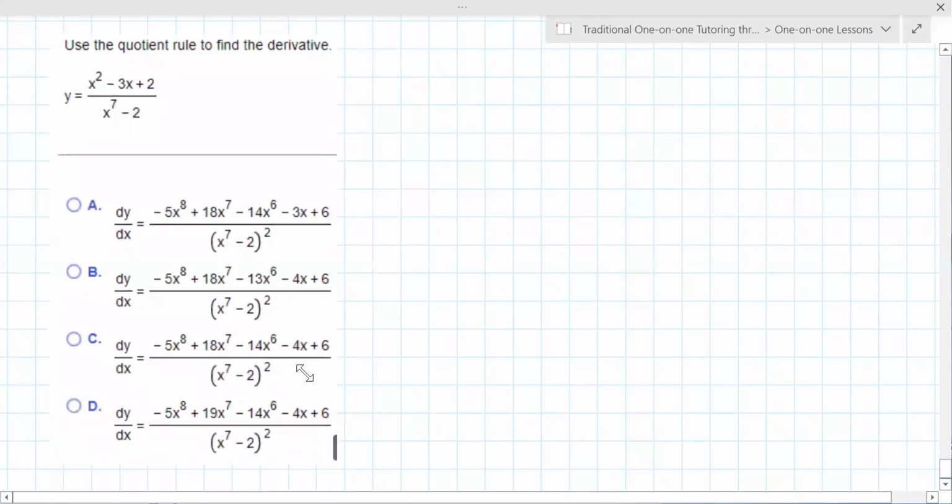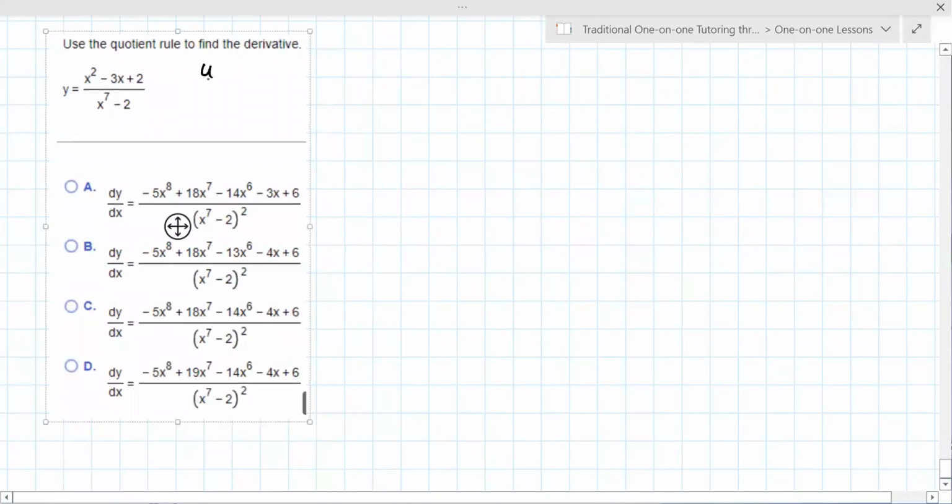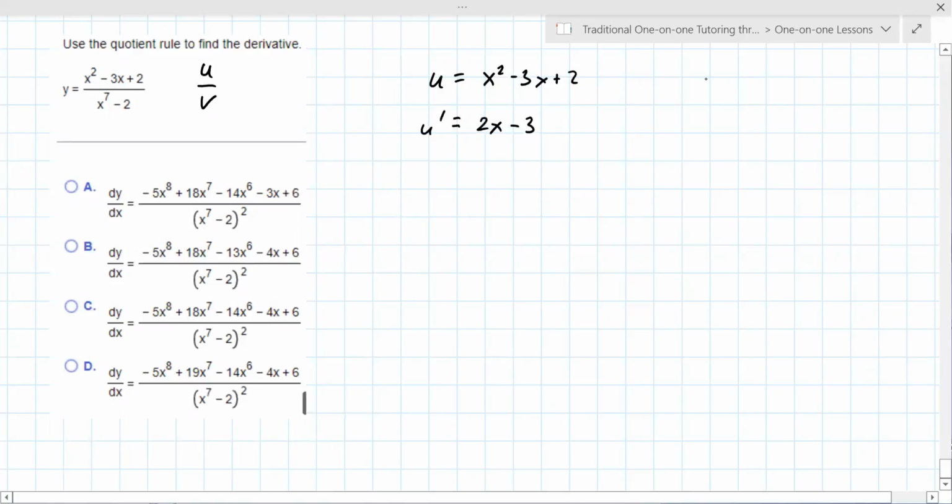All right, use the quotient rule to find the derivatives. The way we talked about doing this is we set u to be the numerator, and then we would find u prime. We would just take the derivative of the numerator, 2x minus 3 in this case. V is x to the 7th minus 2. V prime is 7x to the 6th.